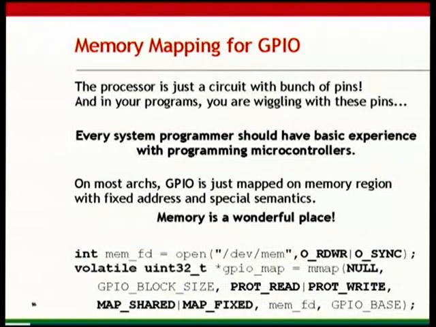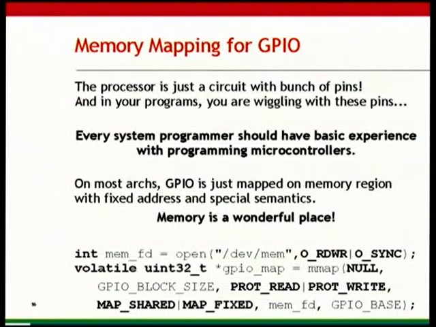The first parameter is the desired address where you want to have the memory mapped. We don't really care what value the pointer to the memory will have, so we just put null there and let the operating system decide whatever suits it best. The second parameter, GPIO block size, is how much memory we want. So how large a chunk of memory do we want mapped?